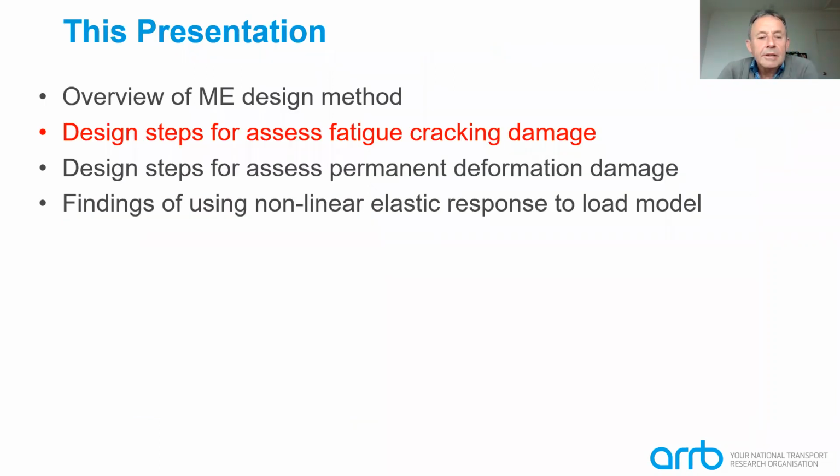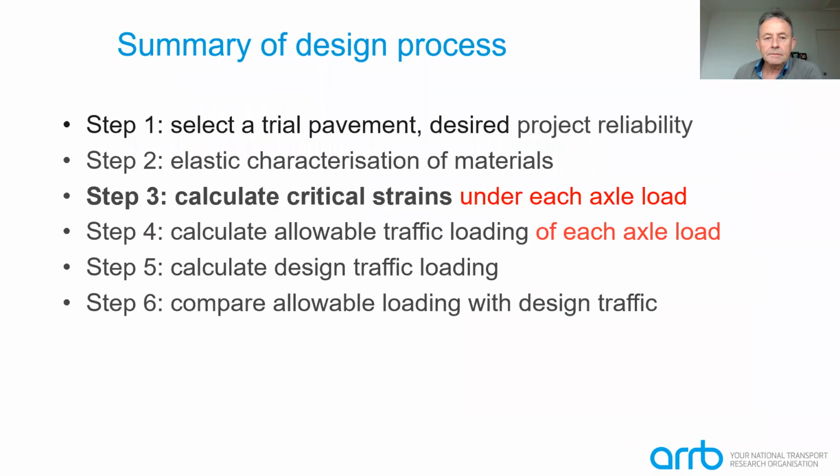So let's now look at the design steps that we use when we're assessing the fatigue damage to bound materials such as asphalt and cemented materials. In this case, when we come to step 3 and calculate the critical strains, we're calculating the critical strains under each axle load. And then in step 4, we calculate the allowable loadings of each axle load. And from that, we calculate the damage, knowing the number of repetitions of each axle group load.